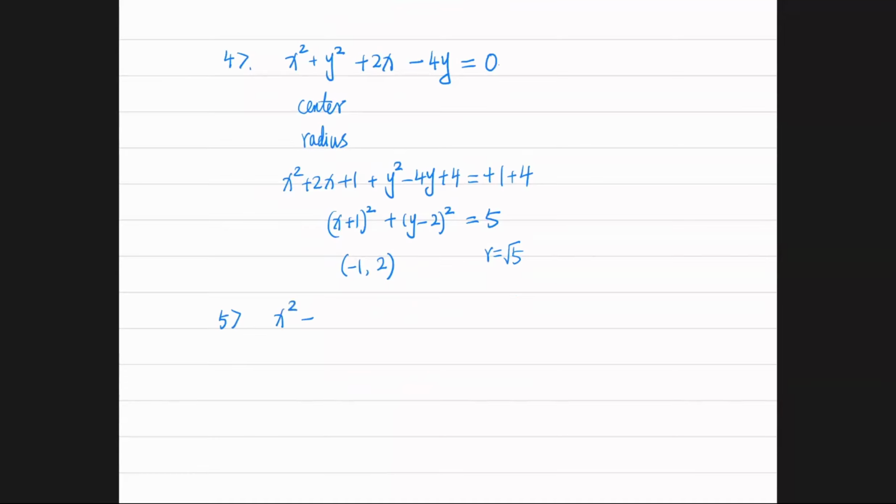X squared plus ax plus b. How do we make this a complete square? So we want to find something. Whatever a is, you add a squared over 4 and subtract a squared over 4.